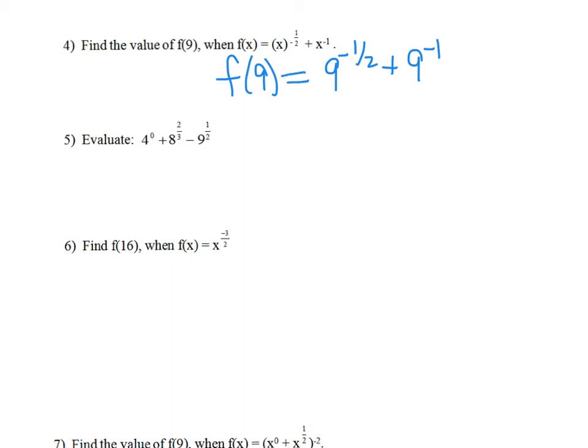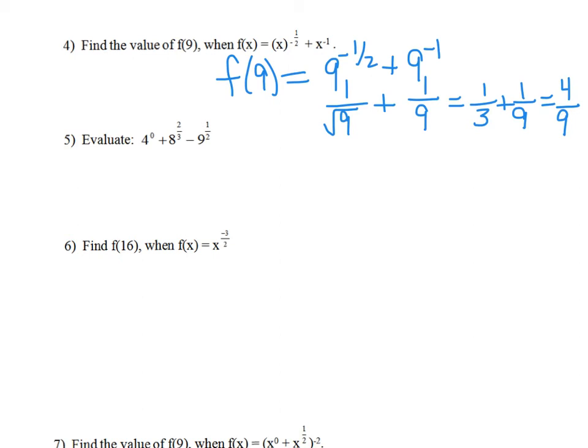So 9 to the negative 1/2 just means 1 over 9 to the 1/2, but that would be the square root of 9. 9 to the negative 1 would be 1/9. So this is really just the sum 1/3 plus 1/9. Finding a common denominator, that's going to be 3/9 plus 1/9, giving me a final answer of 4/9.